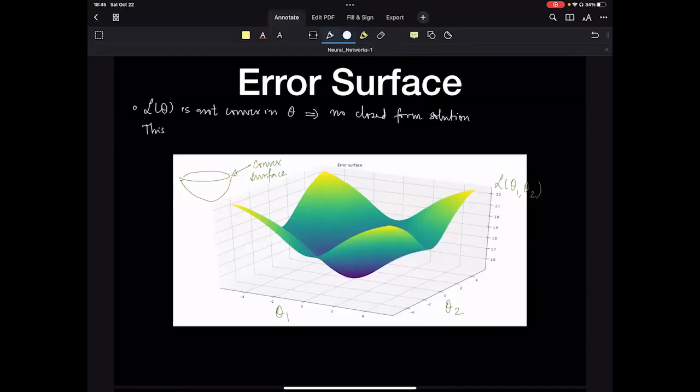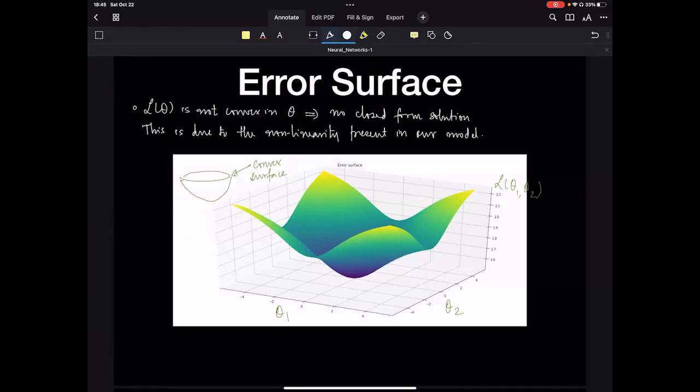This is due to the nonlinearity present in our model. So this is unfortunately a downside to introducing the nonlinearity. While it helps in improving the model's ability to capture complex input-output relationships, it has this unfortunate downside to it.